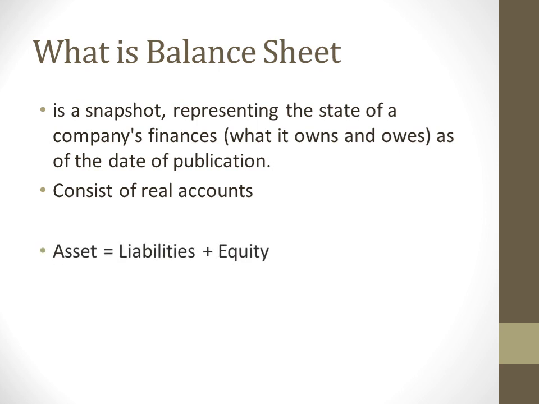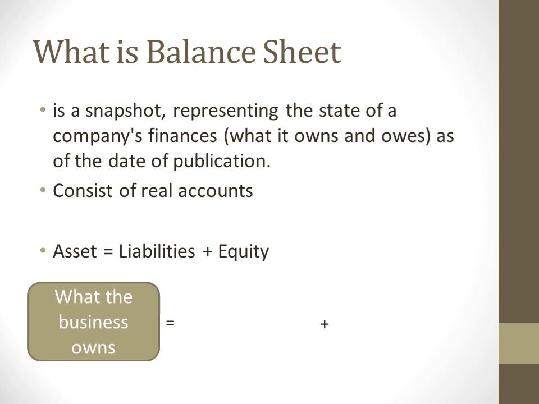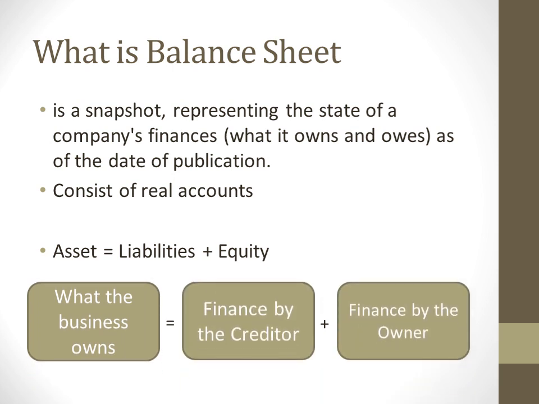So it has three elements. It has assets, liabilities, and equity as the balance sheet's elements. And this also calls for an equation, which is assets equals liabilities plus equity. So what is this? What the business owns is called assets, and the assets are being financed by its creditors and owners.